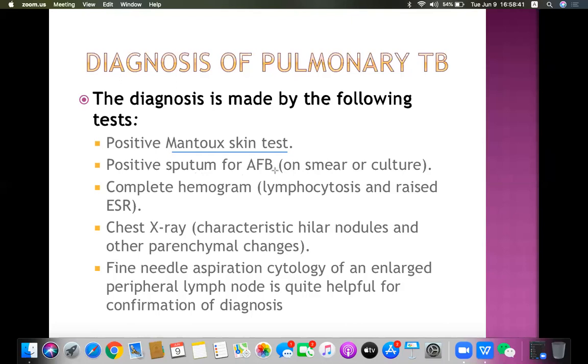You ask the patient to collect sputum and give it to the lab, and during smear making and culture, we can see or grow these Mycobacterium tuberculosis. Now, which culture medium is used to grow Mycobacterium tuberculosis? What is the name of that culture media? Anyone?